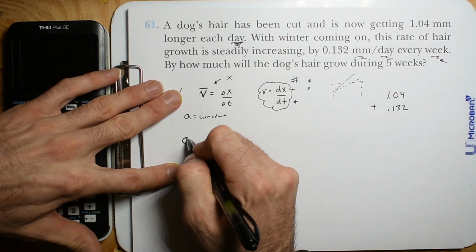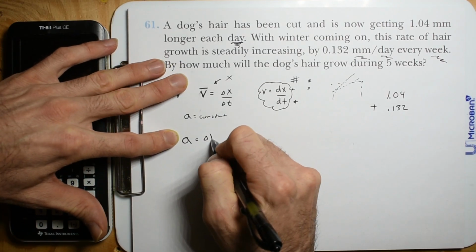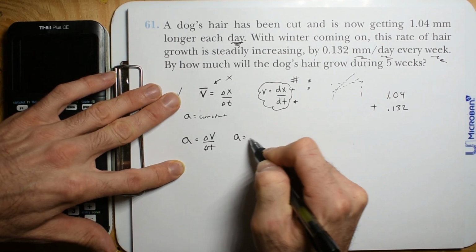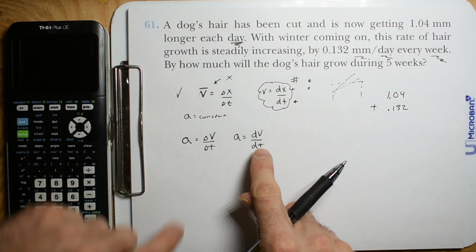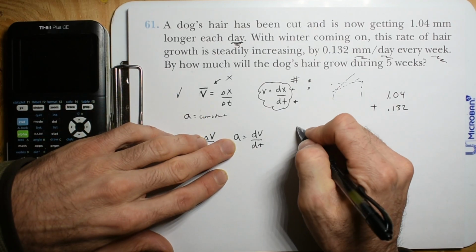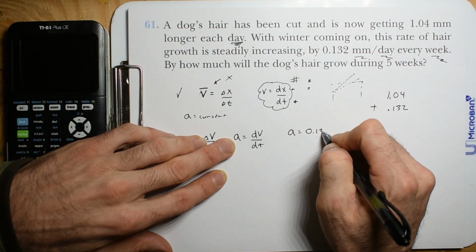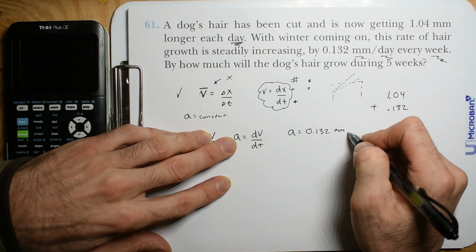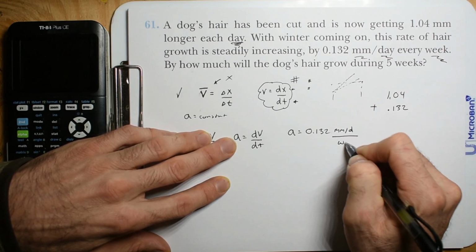The technical solution is also writing acceleration. Same thing, acceleration by definition is change in velocity over change in time. And I always like to write it in two different ways like this. Then we're going to write that acceleration out: 0.0132 millimeters. So it's millimeters per day per week.